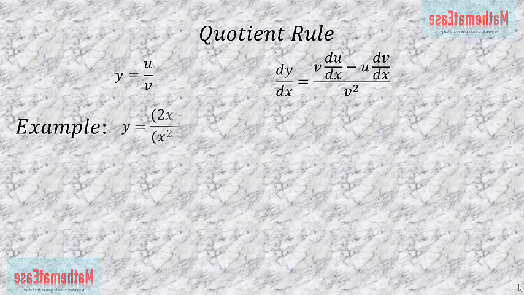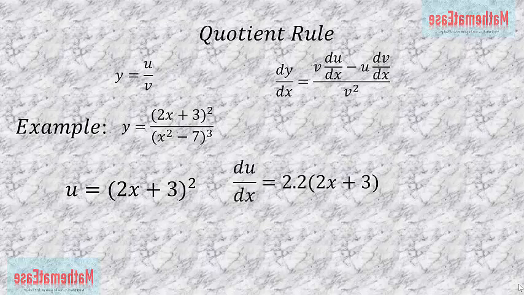Now, example. y is equal to (2x plus 3) raised to power 2 all over (x squared minus 7) raised to power 3. So u is the numerator, which is (2x plus 3) raised to power 2. So du/dx is 2. We differentiate what we have inside the bracket, we have 2. That point you see there is multiplication, it is not a decimal point. Then if you look at 2x plus 3, let us call it an entity. Entity square.